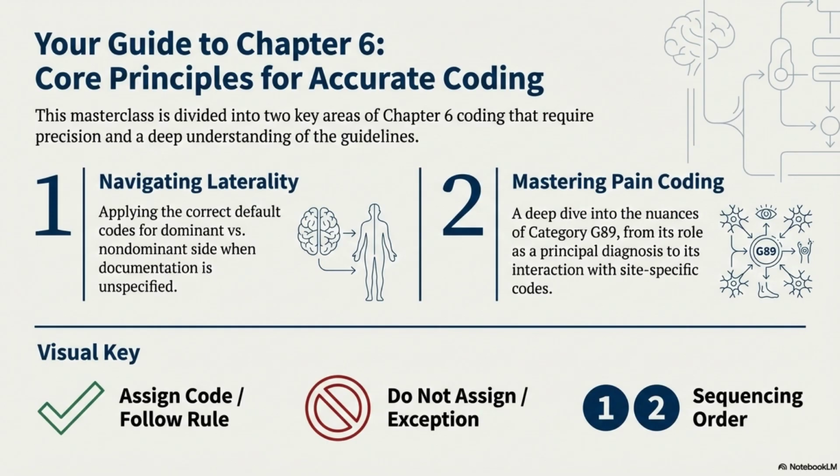Chapter 6 is packed with rules that impact coding accuracy, especially when it comes to laterality and pain coding. In this masterclass, we're focusing on two major areas. First, how to correctly apply laterality defaults, and second, how to master the G89 pain category. Let's start with laterality, because this is one of the most commonly misunderstood areas in Chapter 6.